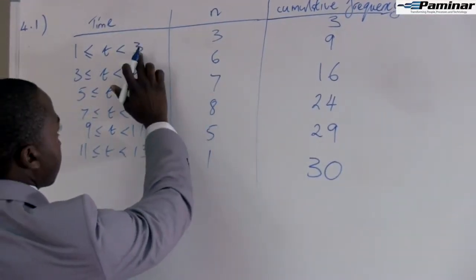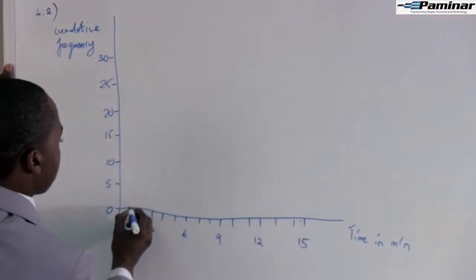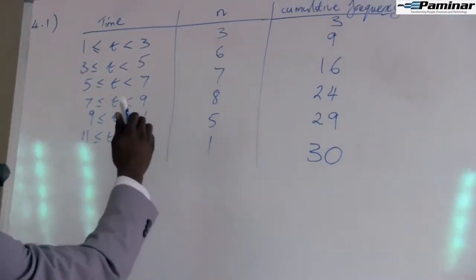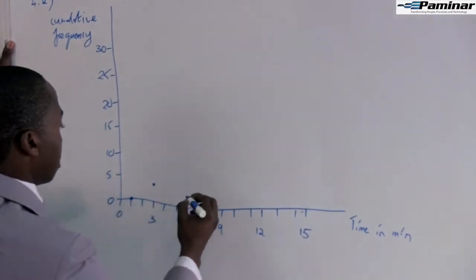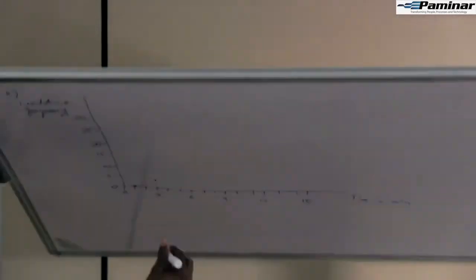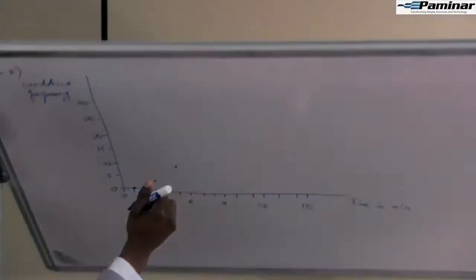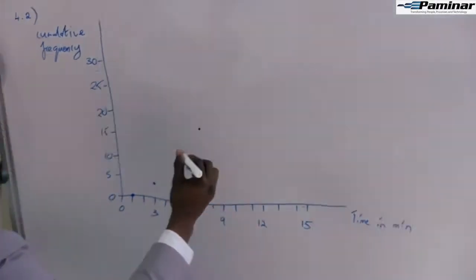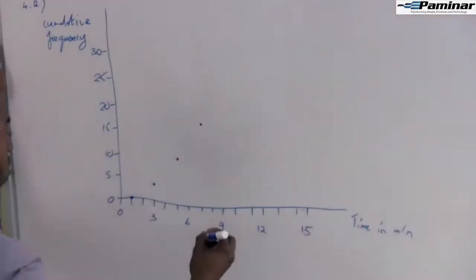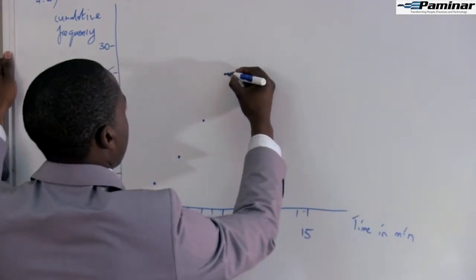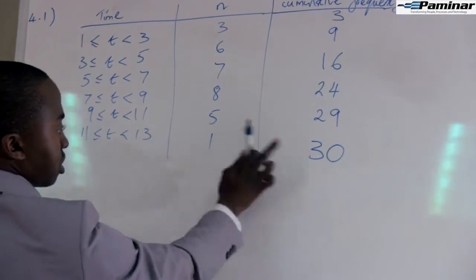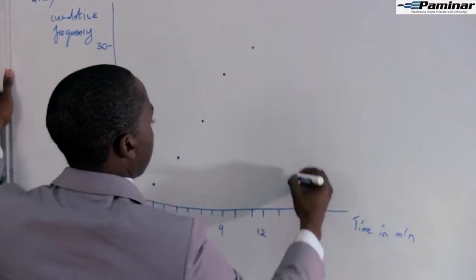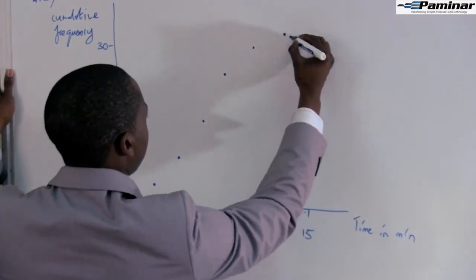Okay, so we'll start off here when, firstly, the interval starts at 1. So at 1, it's 0. So that'll be our first point. And then our next point is 3. So at 3, it's also 3. Roughly it will be somewhere there. Then 5 and 9. Next point, 7 and 16. Next point, 9 and 24. Okay, the next point is 11, 29, then last point 13 and 30. Okay, so roughly that's how it will look like.